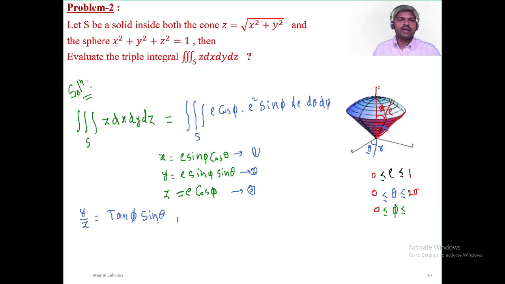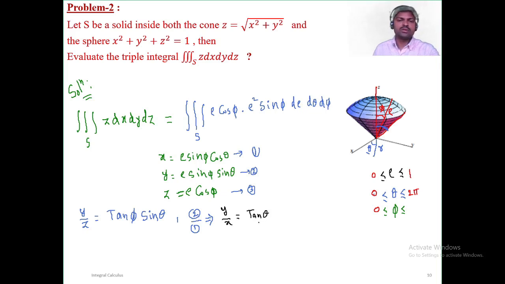Let us do one more. I want the sin theta value, so do 2 divided by 1. If you do 2 divided by 1, you will get y by x. Y by x is equal to, rho cancels out, sin phi cancels out, we get tan theta. So tan theta is this much, then what about the sin theta value? Like that I will find out.